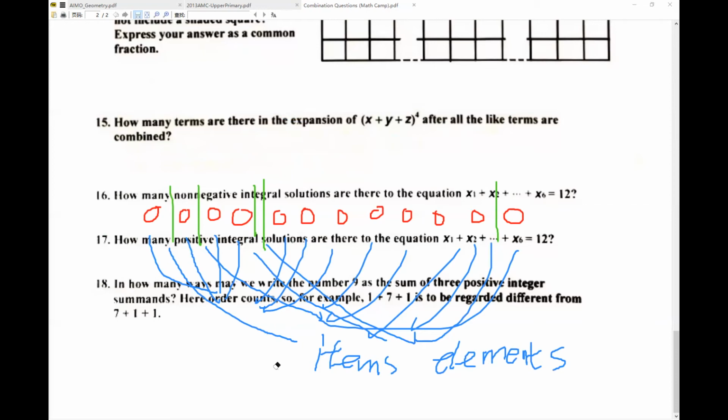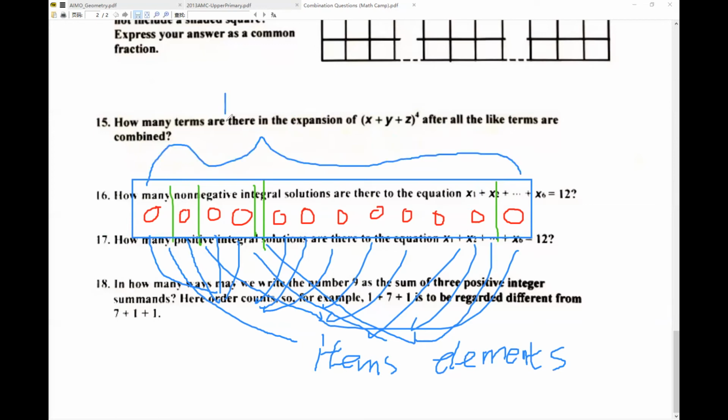That means altogether, say, 12 plus 5. Sorry, 5 stickers, I missed one of those. So altogether, how many items or elements are there? 12 circles plus 5 bars, so there are 17 elements or items. I try to go slower so you understand all the ideas. So there are 17 elements.